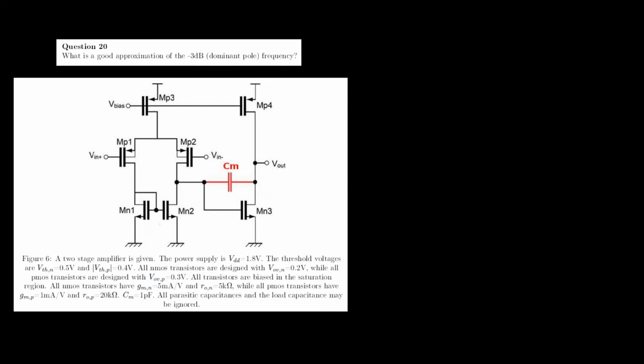This video will discuss the solution to question 20, which goes as follows. What is a good approximation of the negative 3 dB frequency? And that is the negative 3 dB frequency of this entire amplifier.